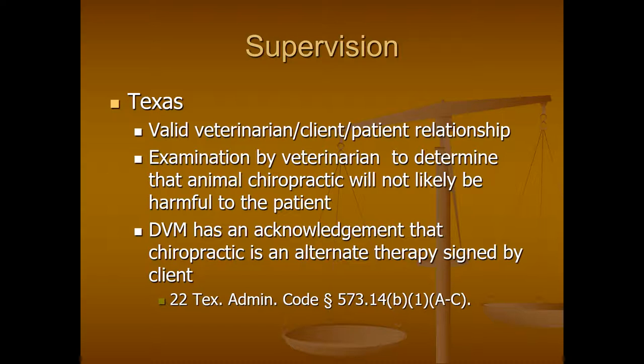I think one thing that chiropractors can do in working in states like Texas is to help the veterinarian document their file. The veterinarian should be getting that acknowledgement on their own, but the chiropractors can also get that acknowledgement and provide a copy to the veterinarian so that if the veterinarian happens to forget, they still have that documentation in their file.